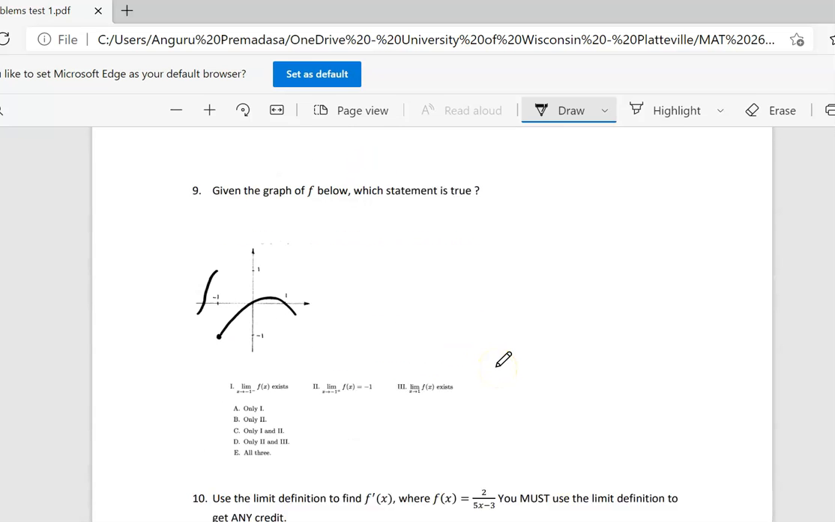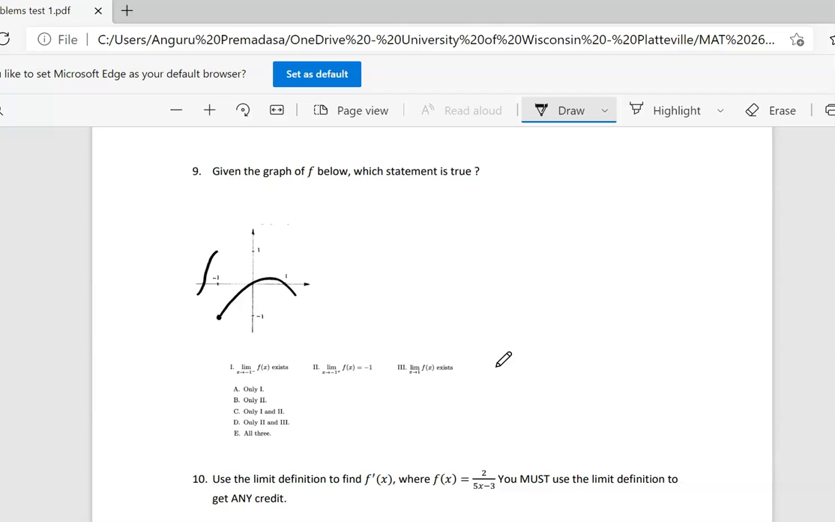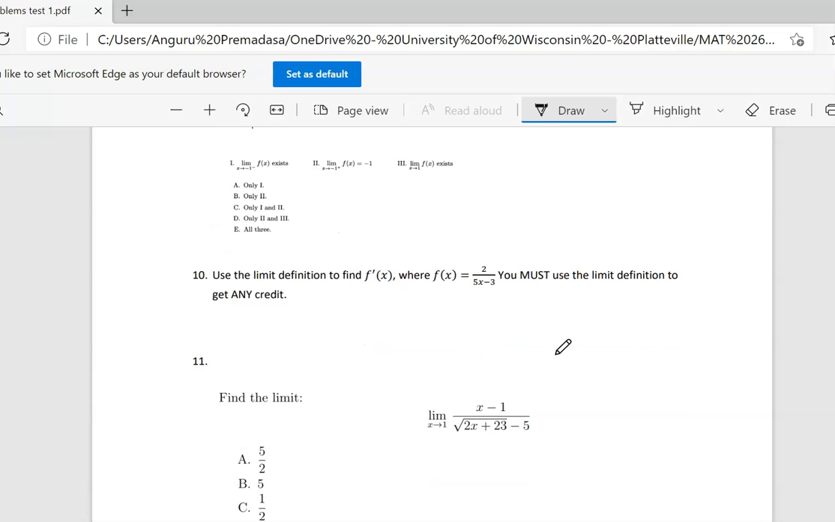All right. So once again, this is another limit problem. Again, you look to see what happens when you approach from left and right, and if they're going towards the same point, not touching, that would be the limit, if it exists.